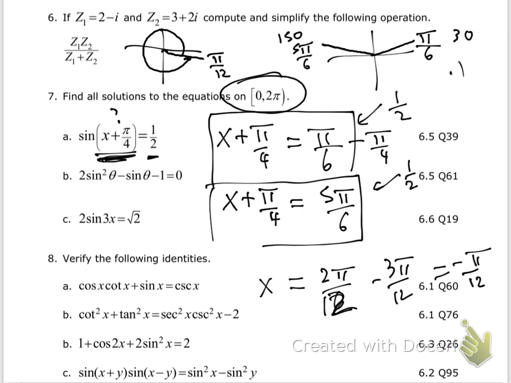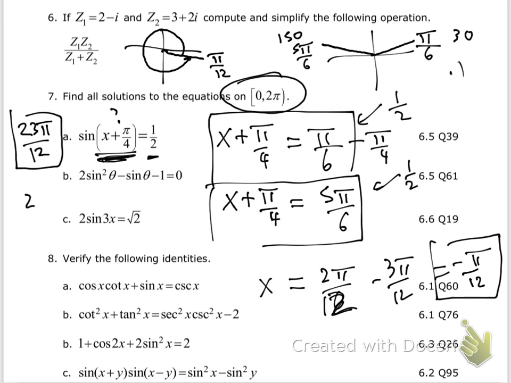So actually 23 pi over 12 is one of the answers. Again, remember complementary angles. I've done 2 pi around. You remember 360 degrees? So I can't use negative pi over 12. So it's 23 pi over 12. In other words, 2 pi, or 24 pi over 12. That's 2 pi, remember? So that's what I've added to the negative 1 pi over 12 to get 23 pi over 12. So that's one answer.